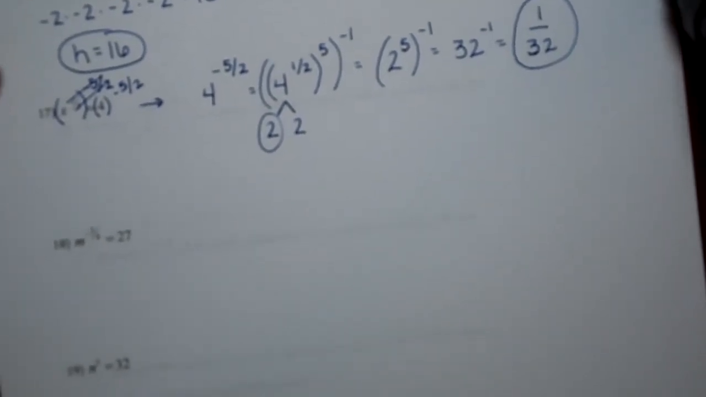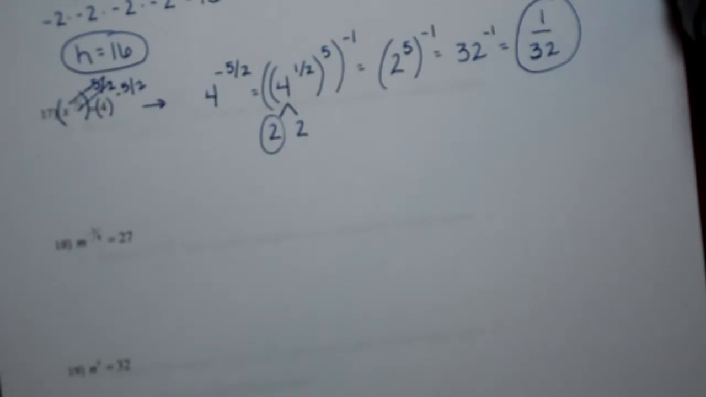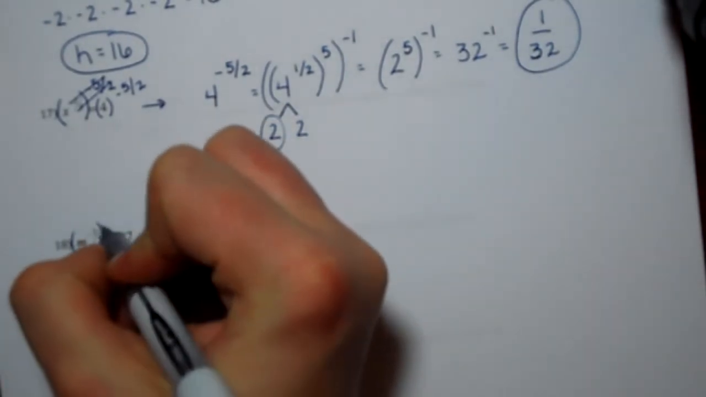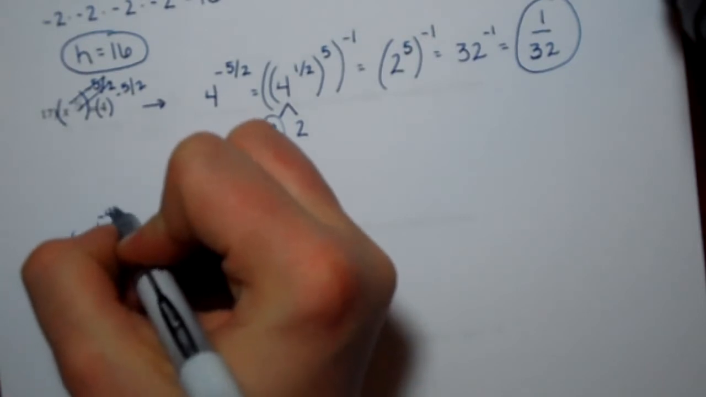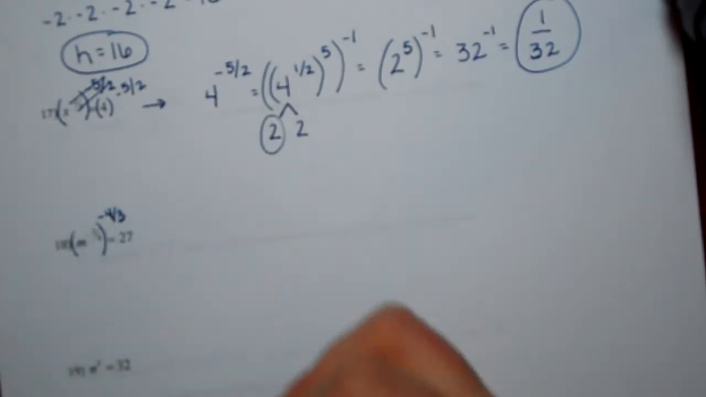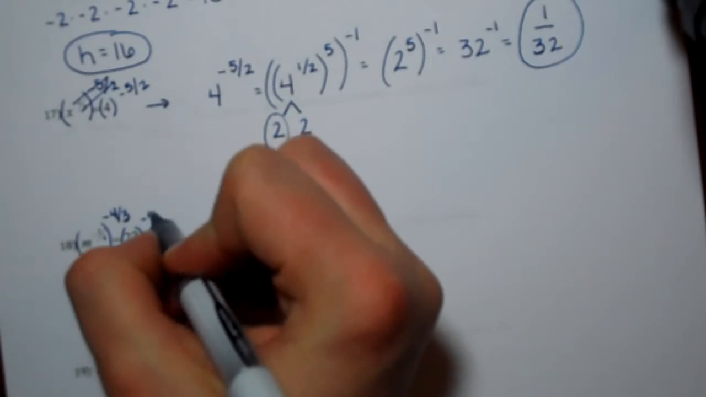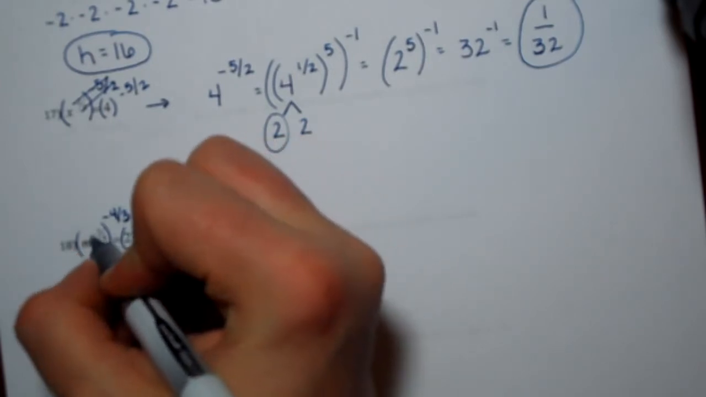So in number 18, I have a power of -3/4 that I'm trying to get rid of. That means I want to raise to the power of -4/3. Don't forget that when the exponent in your problem is negative, you need to use a negative in your reciprocal as well to cancel it out. And then I'll do 27 to the -4/3 as well.